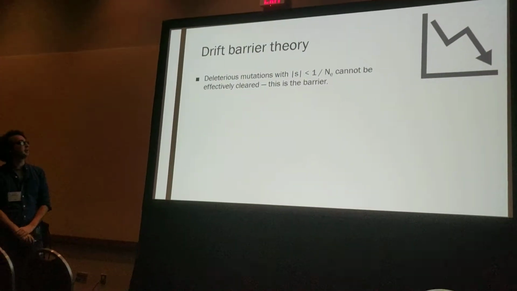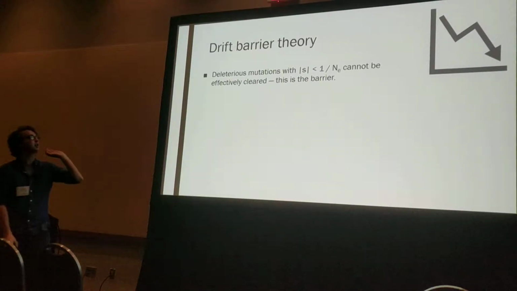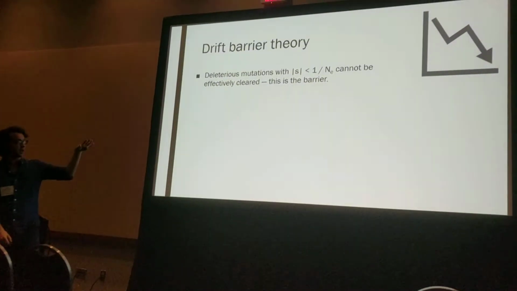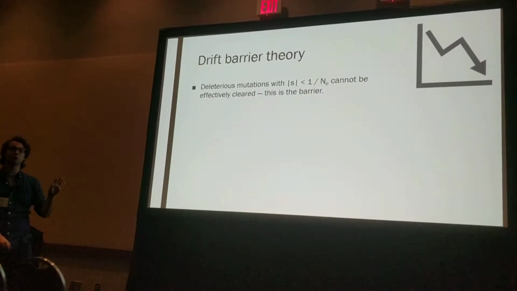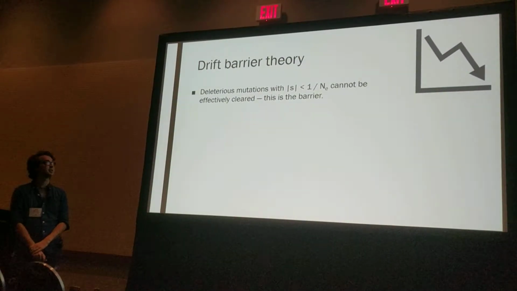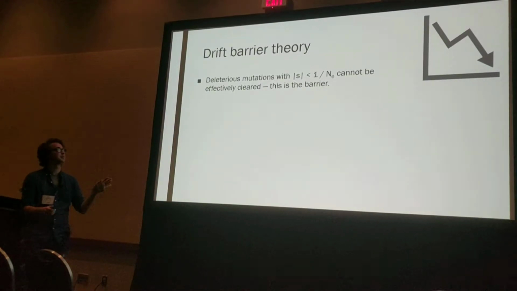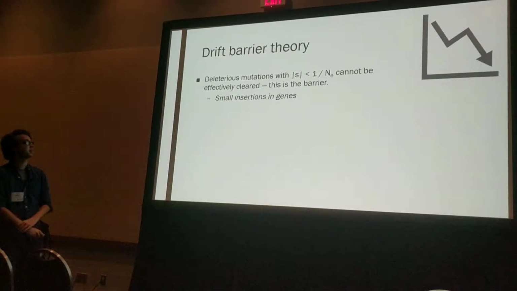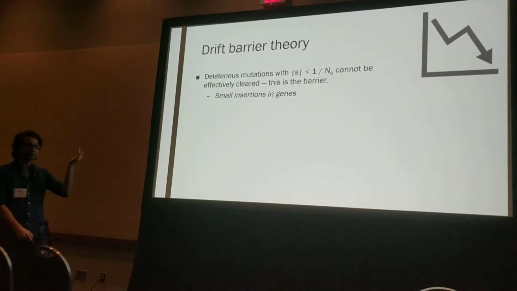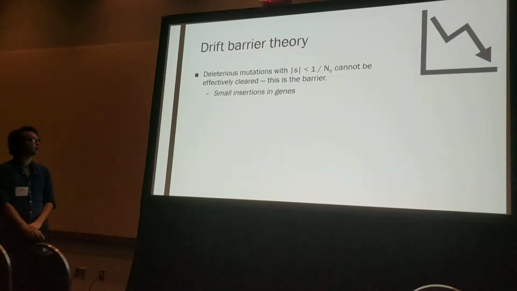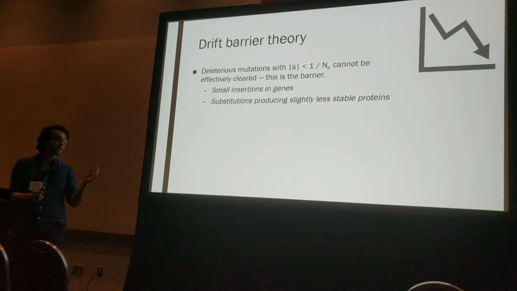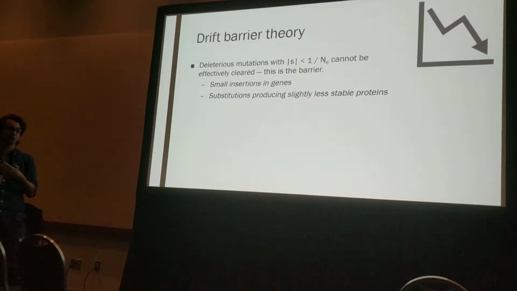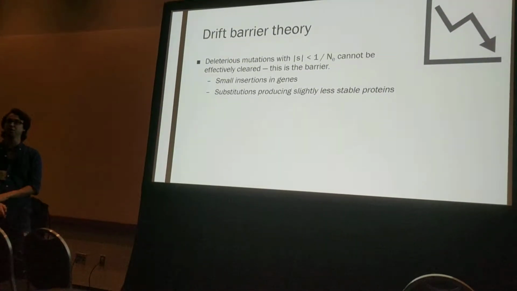The barrier here is just referring to the fact that deleterious mutations with an absolute effect size less than some small number set by the effective population size can't be effectively cleared. They can drift to fixation. This is the drift barrier that they're talking about. For example, very small insertions might not have an appreciable effect size, or substitutions that produce slightly less stable proteins might have very small effect sizes, and they might be very difficult for a population to clear with selection. They might drift to fixation.